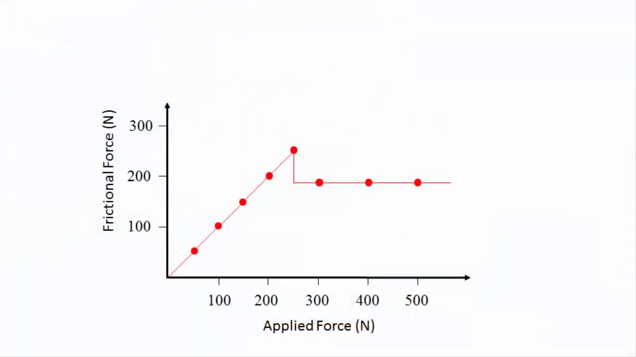When we look at the frictional force graph in detail, we see that there are two distinct regions. The first is a region where the frictional force increases linearly with the applied force to some maximum value. In this region, the box is still stationary and the frictional force is being applied to the extent that it is equal to and balances out the applied force, so the net force is zero. This region is a region of static friction.